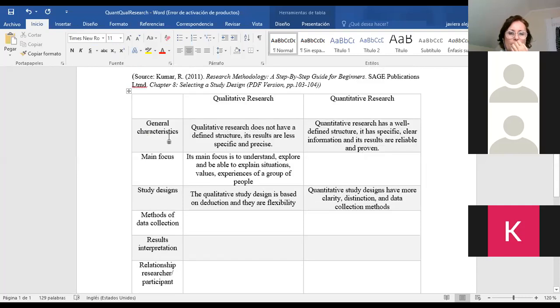The general characteristic: qualitative research does not have a definite structure. It results less specific and precise. In quantitative research, the general characteristic is that it has a well-defined structure. It has specific, clear information, and its results are reliable and proven. Proven, reliable, yes. But there is one more characteristic.